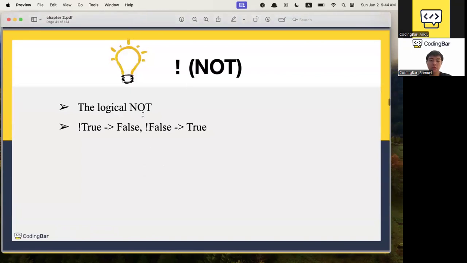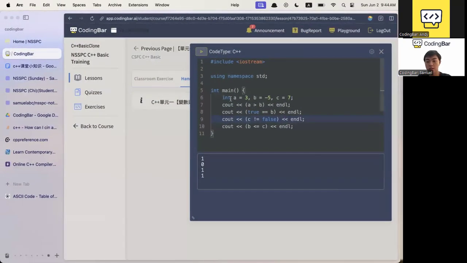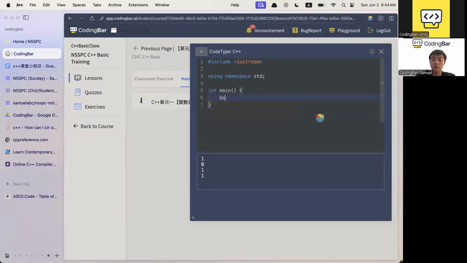For logical NOT, if you apply not in front of a Boolean value, it flips it. Let's look at an example. Let's say we have a Boolean A equal to true, and we print out not A. Is this allowed? I seldom do this, so let's check. So it's allowed. We print out not A, which makes A false. So A is false.